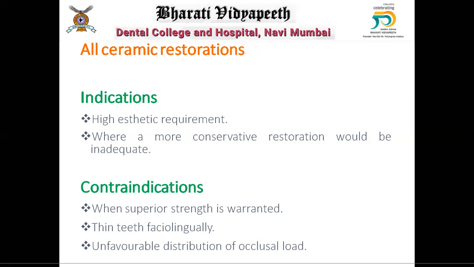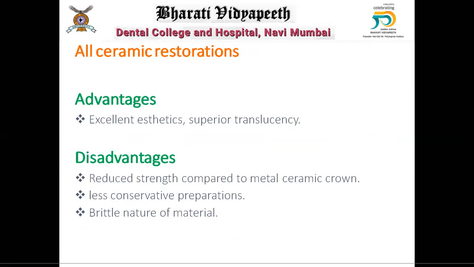Unfavorable distribution of occlusal load means when there is severe malocclusion. At times you might find patients who have cross bites or dentofacial deformities, that is, sometimes the maxilla is overgrown or the mandible is undergrown, or vice versa. So at times very few teeth come in contact with the opposing teeth, and the entire force is exerted on those few teeth. On such teeth you cannot restore with an all ceramic crown, because the entire force of the jaw will be concentrated on those particular points. So in such cases also, all ceramic restorations are contraindicated.